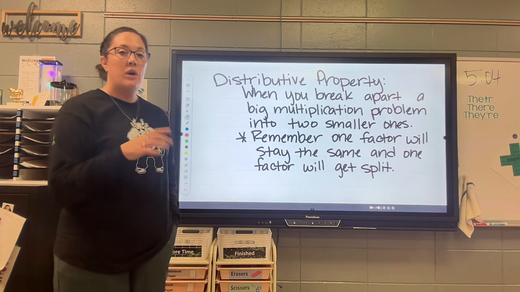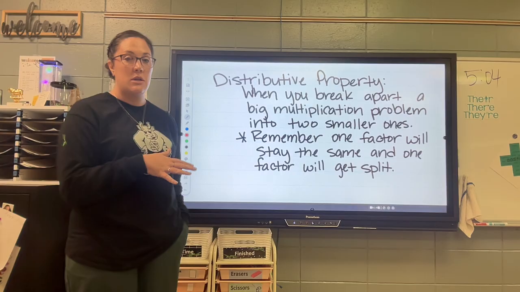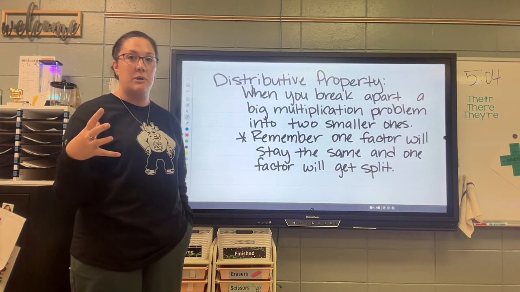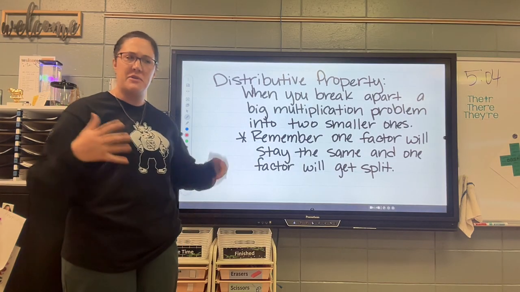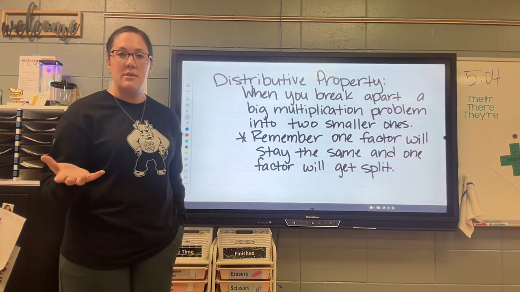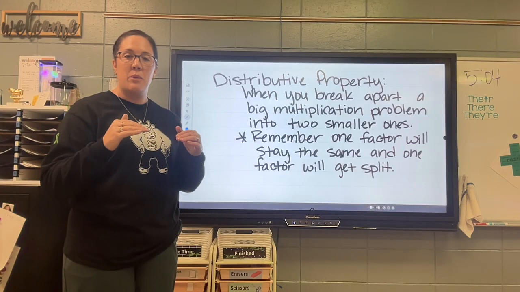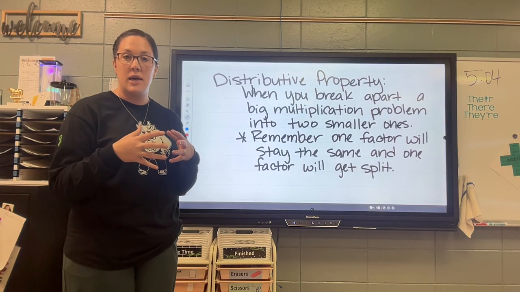Okay? So we are going to be reviewing distributive property. If you guys remember when we first started talking about this, it sounded like a really big thing, right? Distributive property. It sounds very fancy and very big, right? Okay, but really all distributive property is when we have one big math problem and we break it down into smaller parts so that it's easier to figure out, okay?